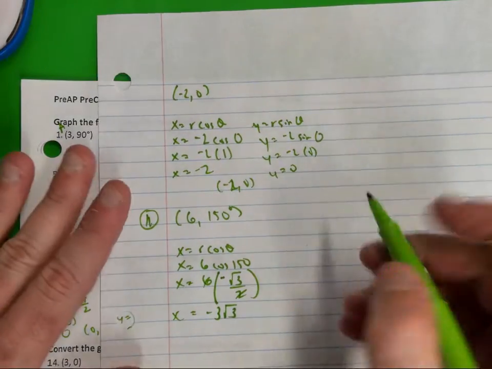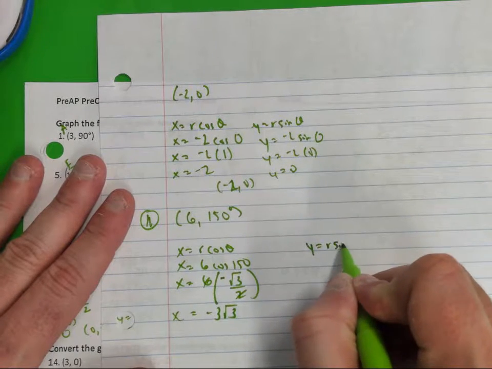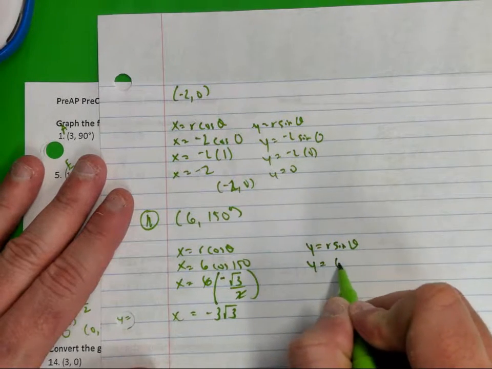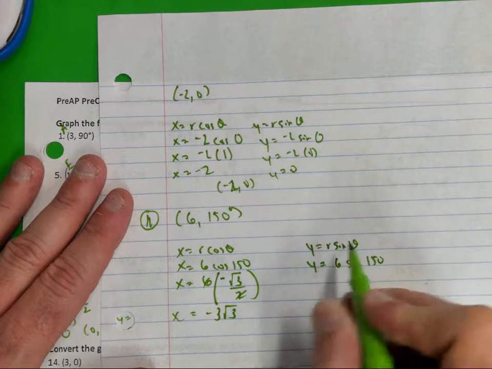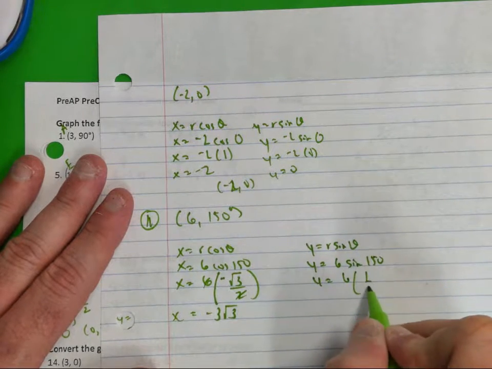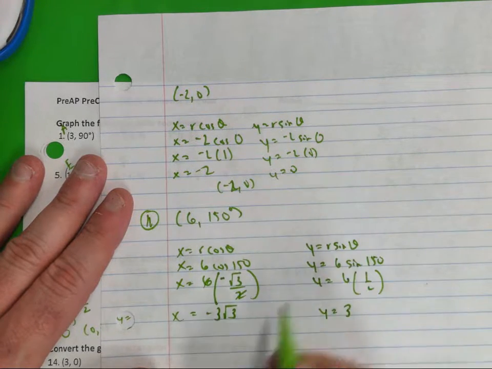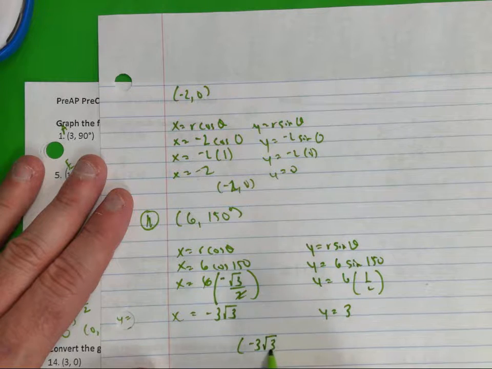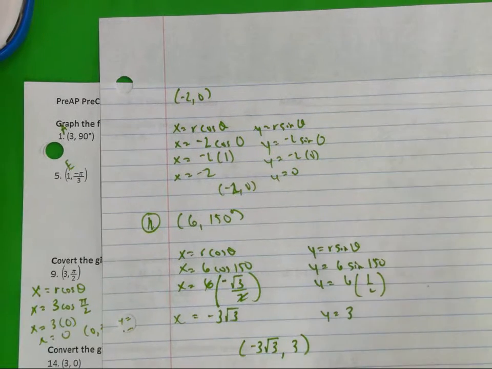Okay? Y equals r sine theta. Y equals 6 sine 150. Sine is positive in quad 2, so 6 times 1/2 is 3. So my ordered pair is negative 3 square root of 3 and 3.